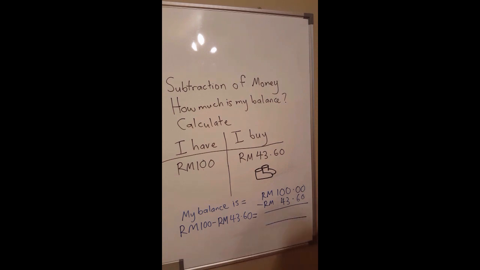Now, we know that we cannot subtract 60 from 0. So we need to borrow from 100. When we borrow from 100, this becomes 99. Since we borrow 1 over to the cent, and we know that we are actually borrowing 1 ringgit to the cent, 1 ringgit gets regrouped to 100 cent. So we can replace this value with 100.